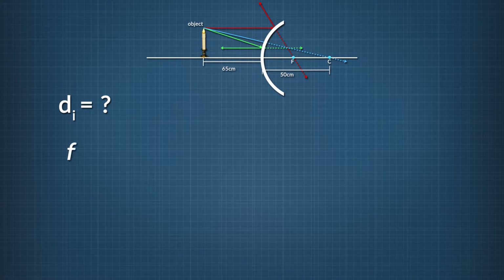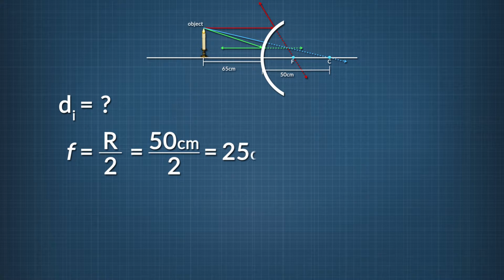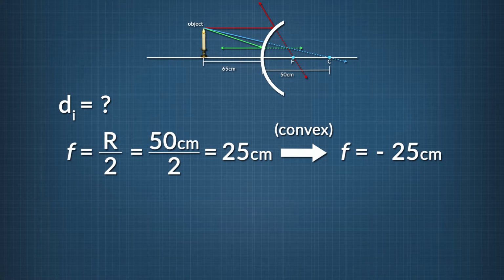We can solve for the focal length, f, by using the fact that f is half the distance from the mirror's center to its center of curvature. Since c equals 50 centimeters, f is half of that, 25 centimeters. Remember that for a convex mirror, the focal length f is always negative by convention. So instead of being positive 25 centimeters, our mirror's focal length is negative 25 centimeters.